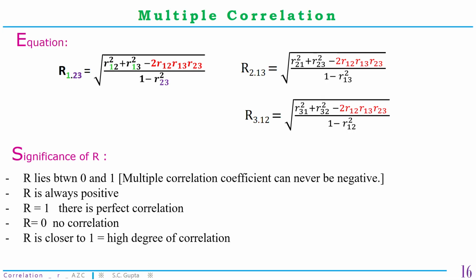The significance of multiple correlation. R lies between 0 and 1. Multiple correlation coefficient can never be negative. R is always positive. If R is 1, there is perfect correlation. If R is 0, there is no correlation. If R is closer to 1, there is high degree of correlation.